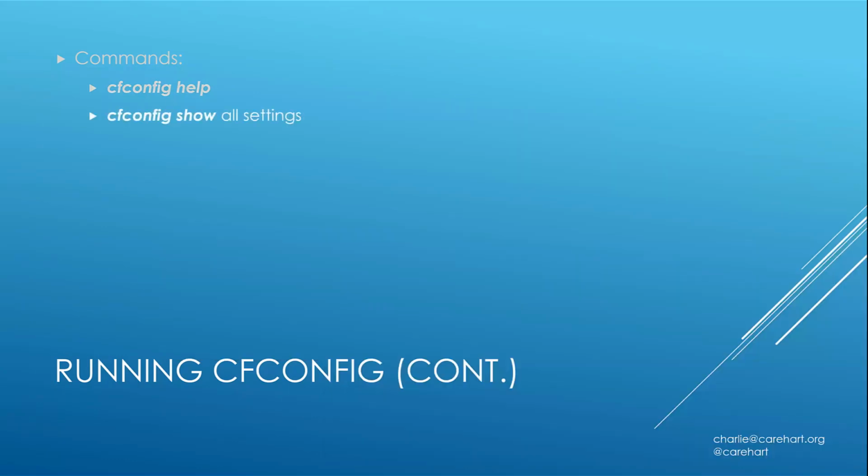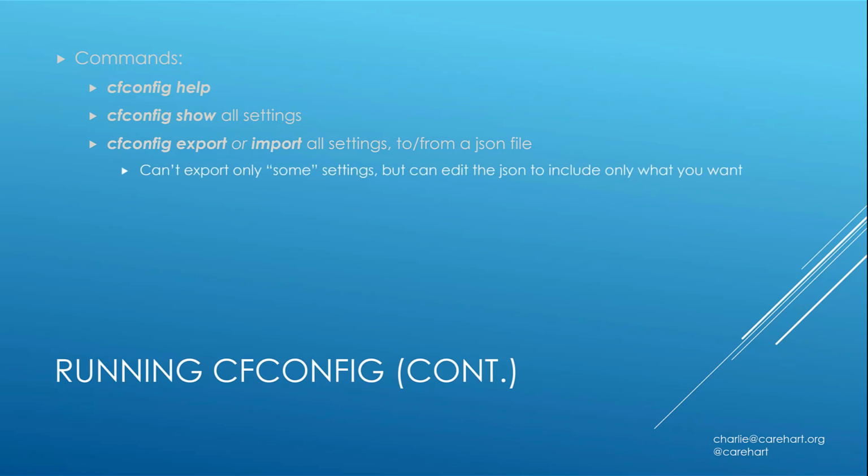So once you've got it, you could say CFCONFIG show, and I'll show you how to do it in a moment, and that would show all the settings in that admin of CF or of Lucee. All the settings would just dump out on the screen. You can say CFCONFIG export or import, and it would take all the settings and put them in a JSON file or read them out of a JSON file. You can't currently, as far as I know, export only some settings, but you can edit the resulting JSON file, take out what you want, and then import that, for instance.